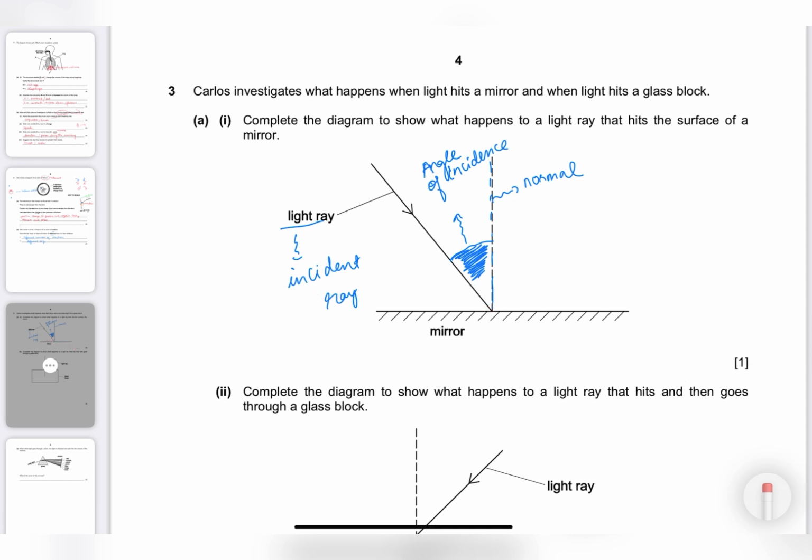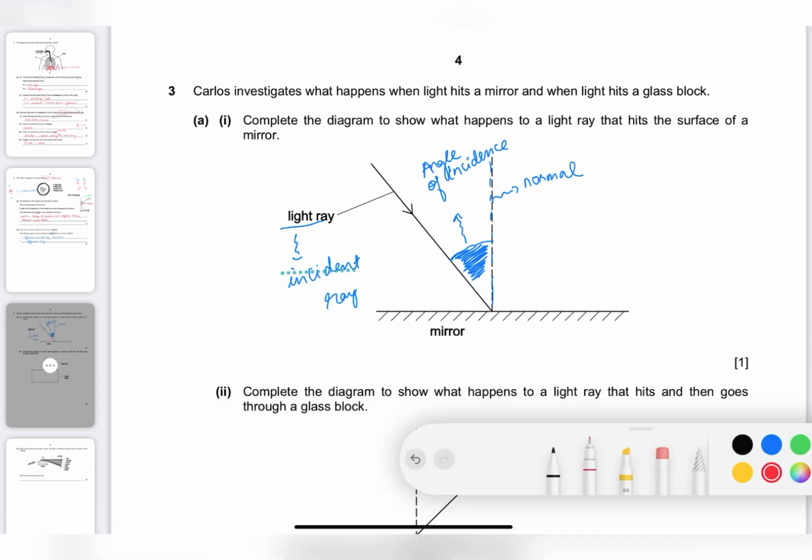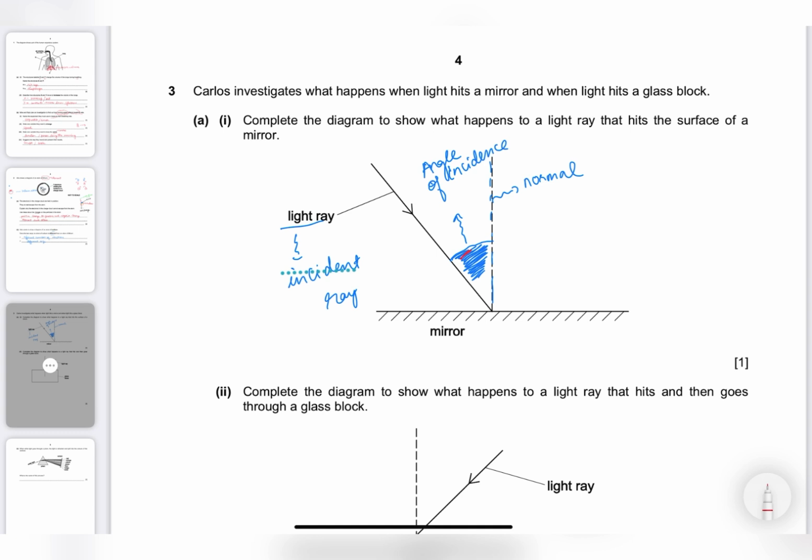Now, what do we have to do in this question? We have to draw the reflected ray. Why have we measured this angle then? Why was it so important? Because we know that angle of incidence equals angle of reflection. Always remember, angle of incidence equals angle of reflection. This is the main law of reflection, right?